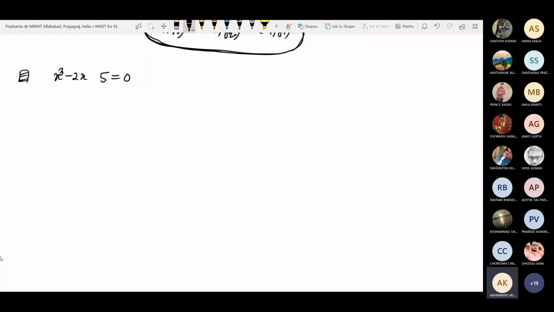Minus 5 equals to 0. Find a root by Muller's method, find a root in between, in the interval 2, 3. So it tells you one such information, that it is a root in the interval 2, 3.